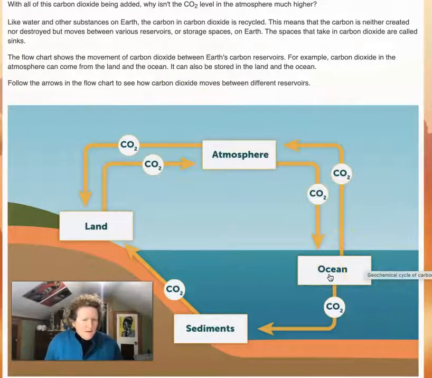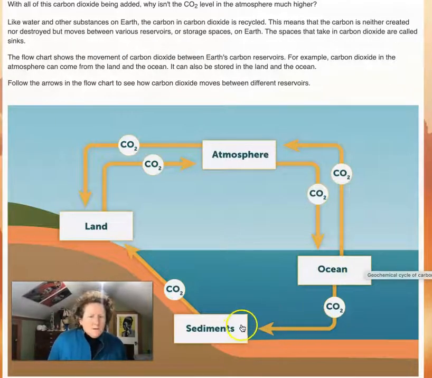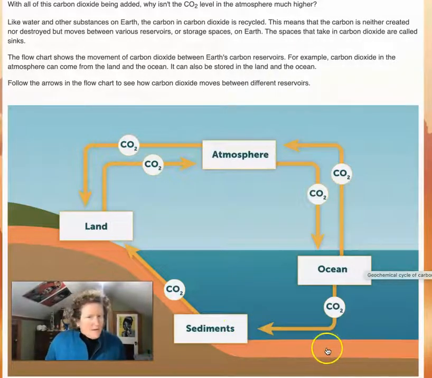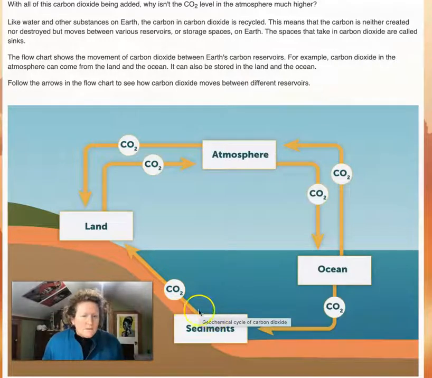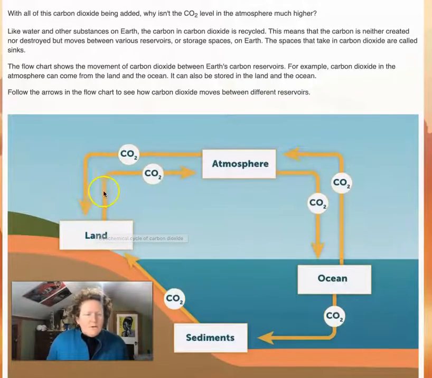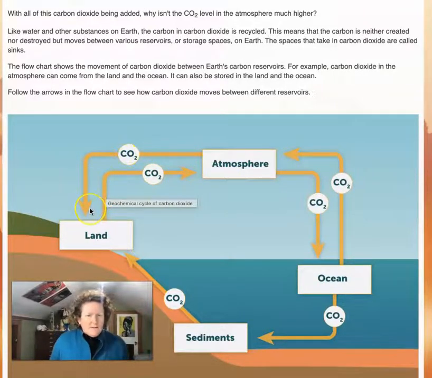The carbon dioxide can bond with more oxygen and calcium and create calcium carbonate, which is part of the sediments. This is limestone. Then those sediments can move up through tectonic plate action and become part of land. They can weather and go back into the atmosphere. The atmosphere can deposit carbon dioxide on land. Rain can absorb carbon dioxide in the air and become carbonic acid.